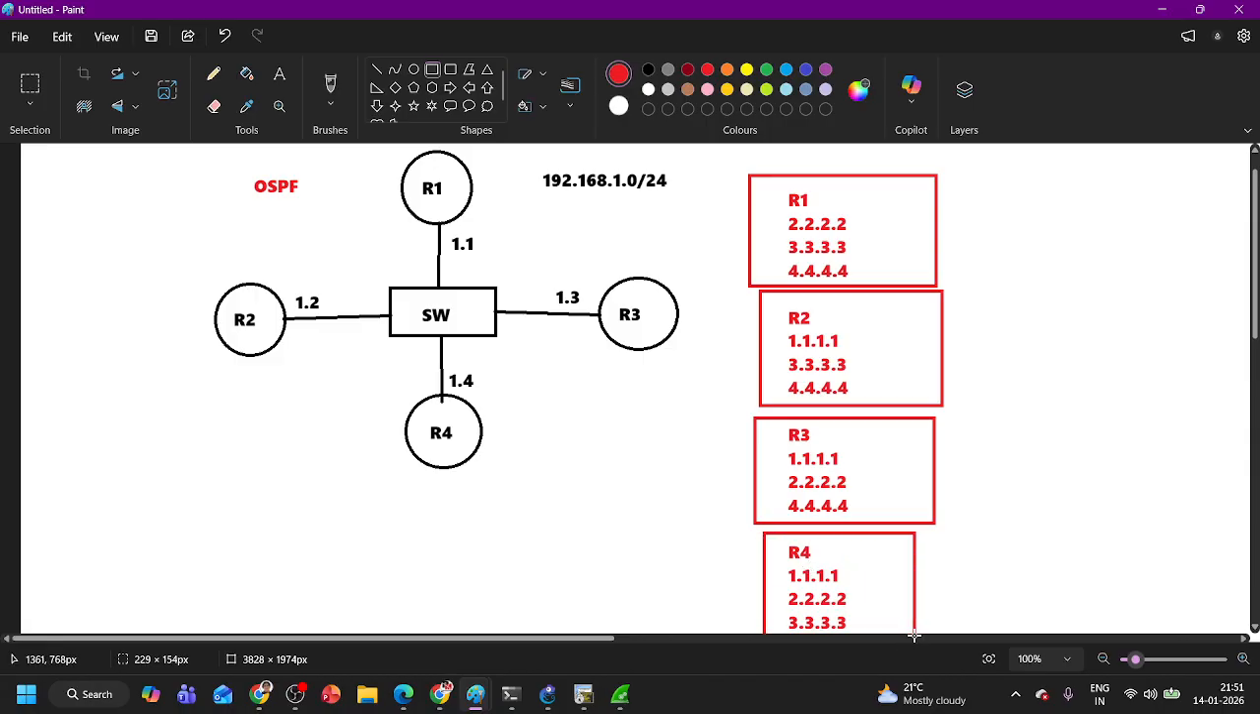There is the issue of LSA flooding. You know, router 1 has C. First of all, the number of adjacency is used.